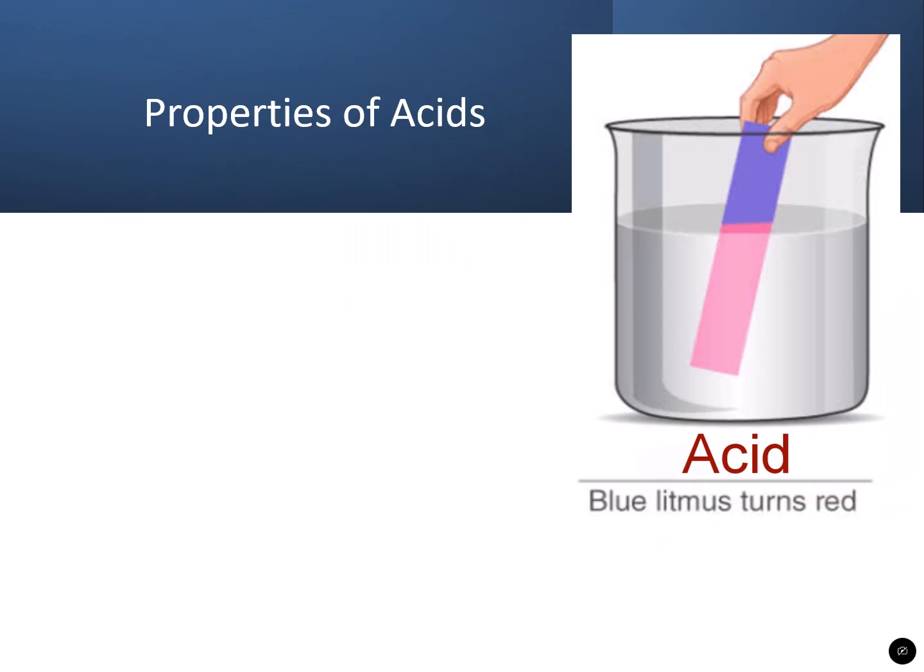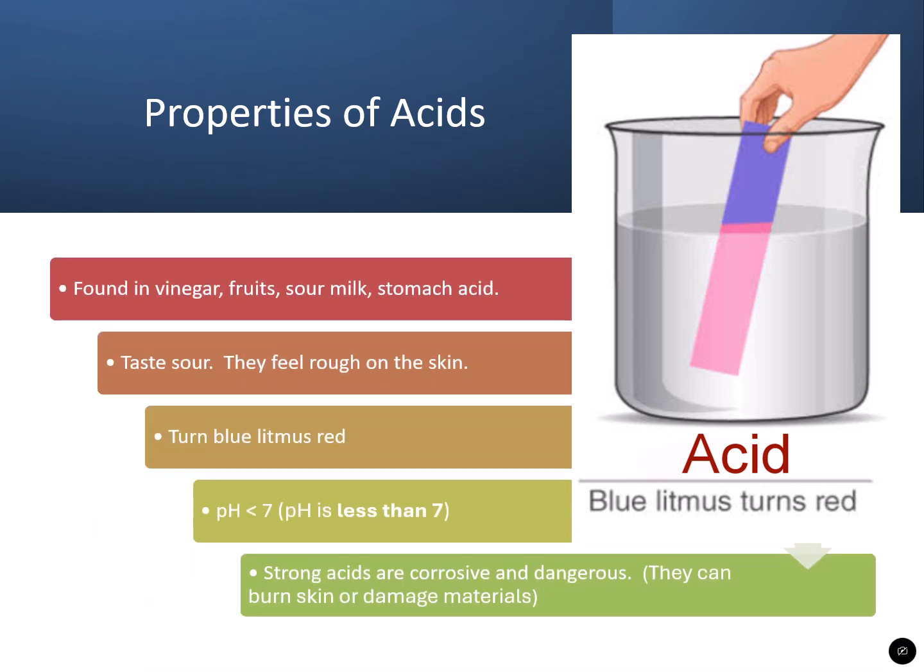Now, properties of acids. Instead of tasting it in your mouth to get that sour or bitter feeling to decide if it's an acid or a base, you use litmus paper. In an acid, blue litmus paper turns to red.